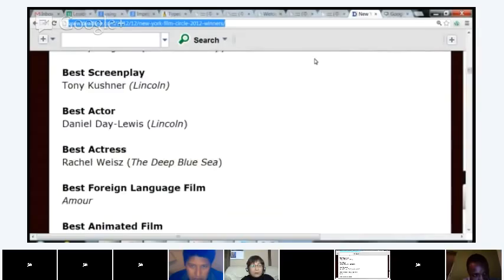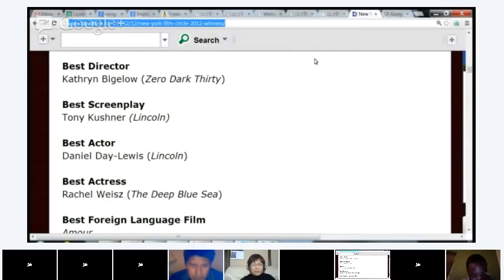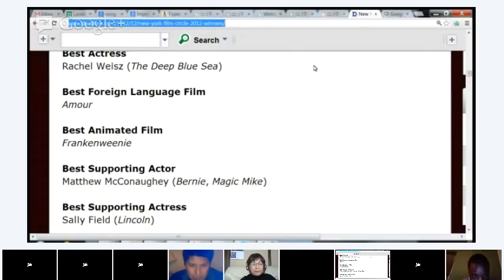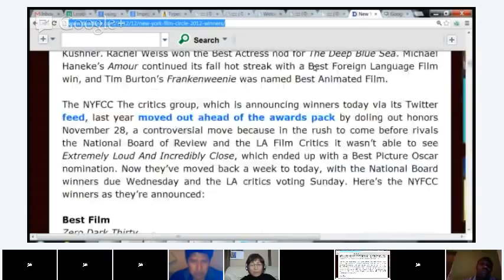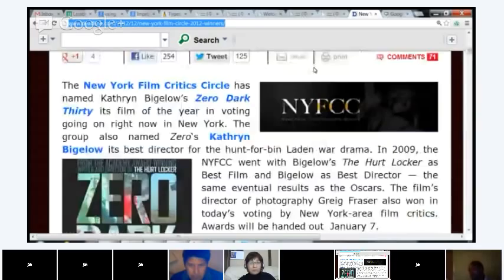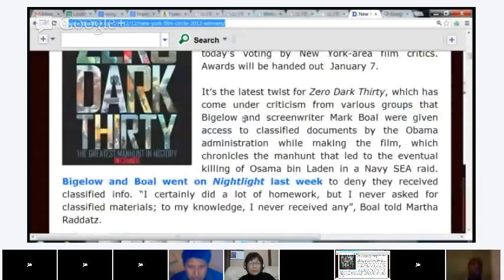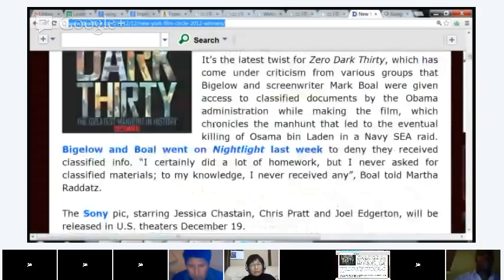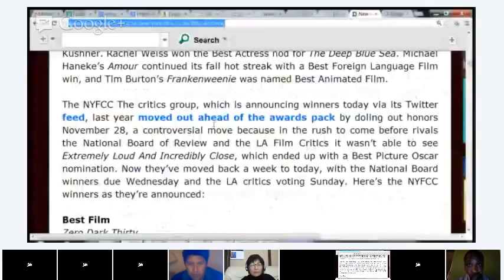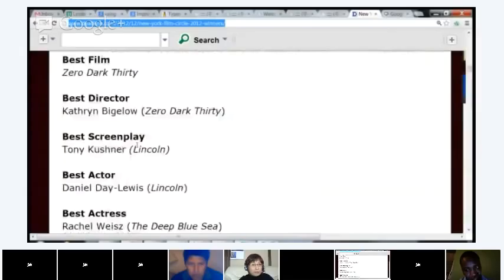Okay, you don't have to read those, but if anyone's interested, those are the best films for the New York Film Critics Circle. So the awards season got started. Usually there's the New York Film Critics Circle, then the National Board winners, and I think this determines who wins with LA Film Critics and the National Board of Review, and then this determines who will win the Oscar awards, which is the highest award for best films.